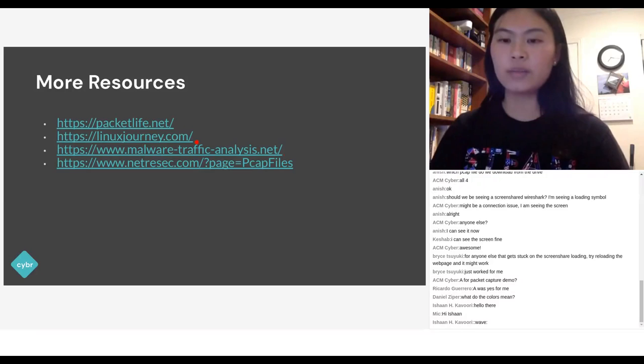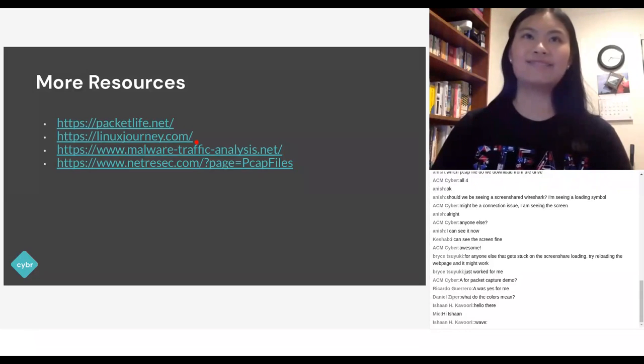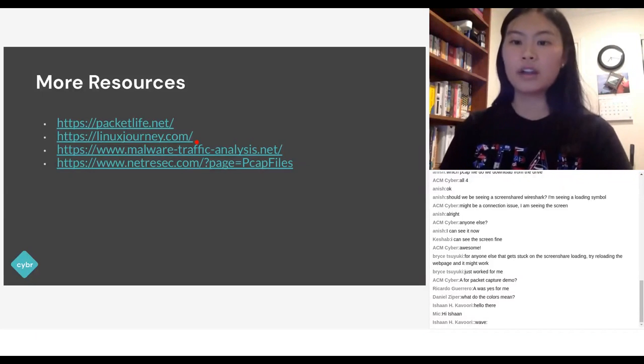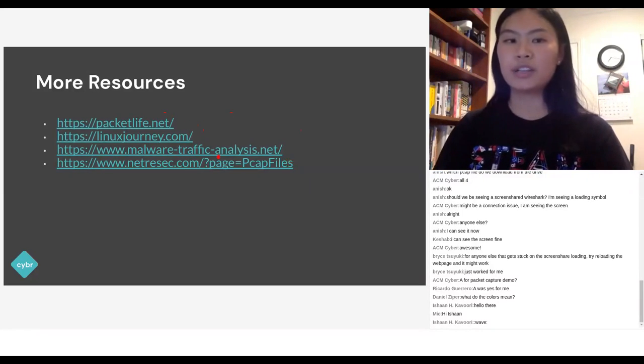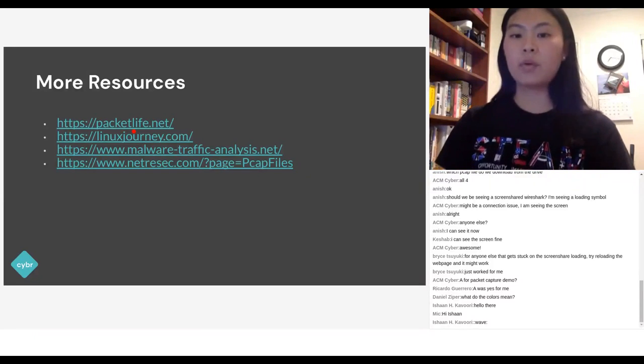And for those who want to improve their Linux commands, or learn how to navigate the system, or you're not familiar with Linux itself, there is Linux Journey. I like it because it's a really cute interface, but there are other resources out there. And then the next two are just packet capture files that have more information.